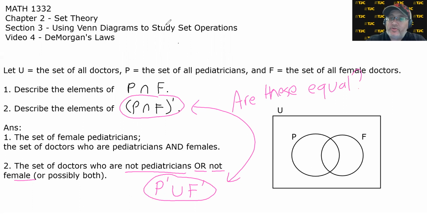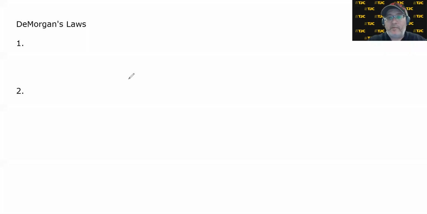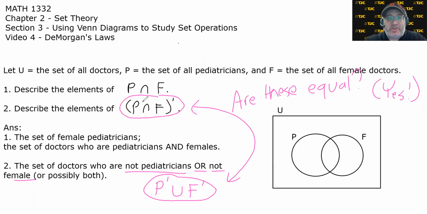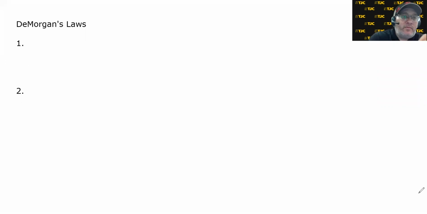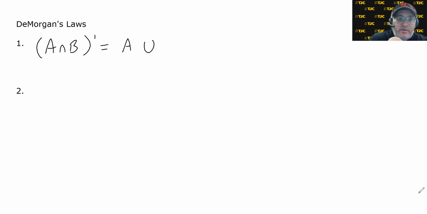And the answer is yes. They're equal because that is one of two laws called DeMorgan's laws. So let's see what those are. The first of DeMorgan's laws is pretty much what we just said, that the complement of an intersection and the union of the complements are equal. The complement of an intersection, we'll say A intersect B to be generic, is equal to the union of the complements.